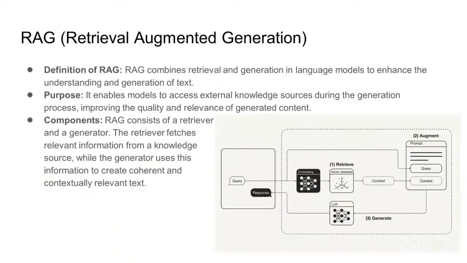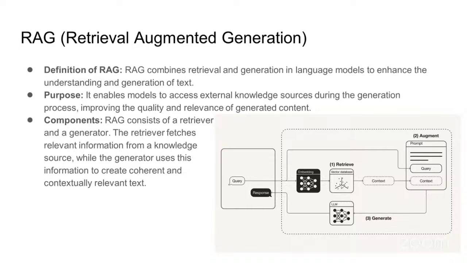Then there is RAG, retrieval augmented generation. These days we are using it for making chatbots and other things. RAG combines retrieval and generation in language models to enhance the understanding and generation of text. It enables the model to access external knowledge sources during the generation process, which improves the quality and relevance of the generated content.